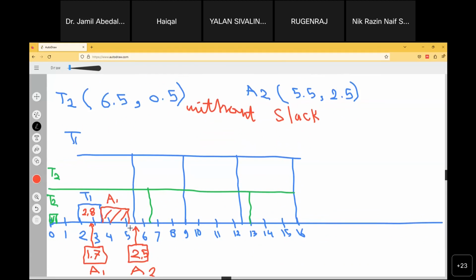What can we execute after that? This is 5.2. So from unit 5.2, what can we execute here? Anybody can tell me what we can execute from 5.2 until 5.5?